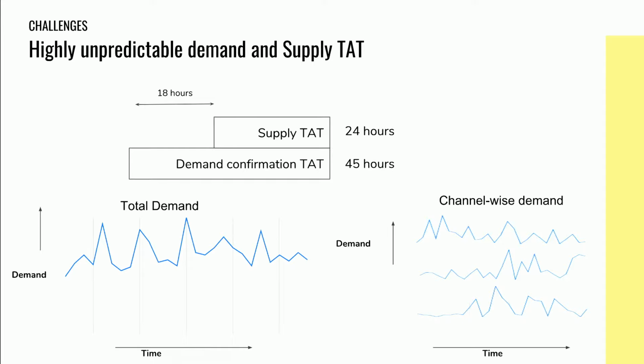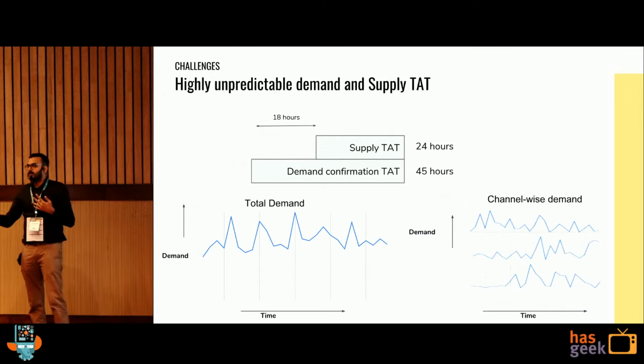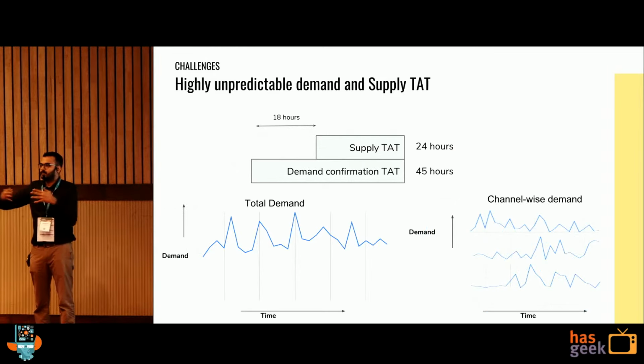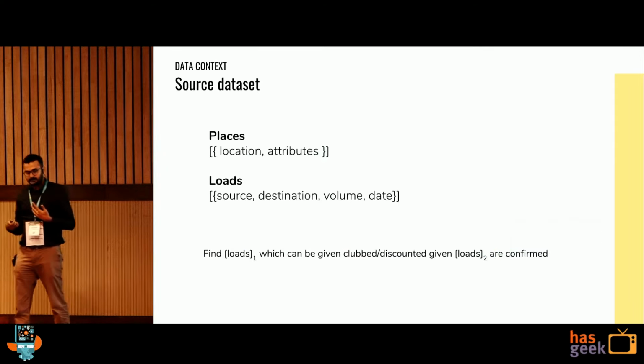Another problem that we have is that the demand patterns are highly skewed, right? Even though the net average demand for the company is more or less the same, channel-wise demand is heavily dependent on projects. Let's say if we get a project suddenly to deliver 200 shipments in Delhi, it just comes in a very seasonal manner.